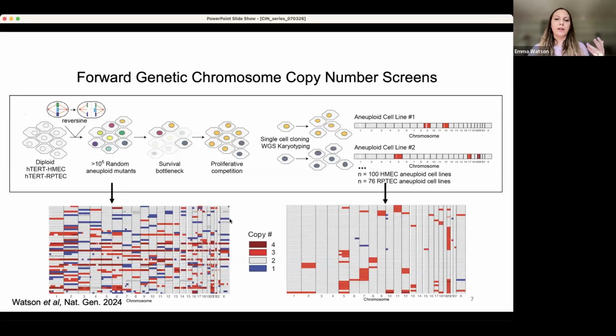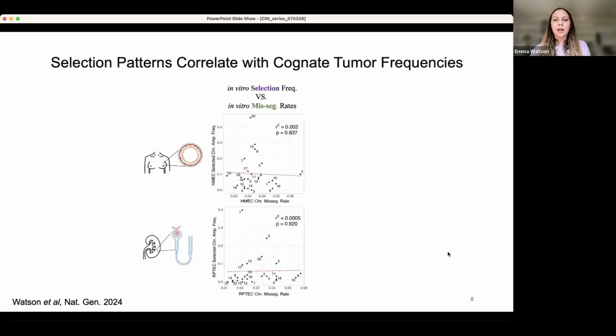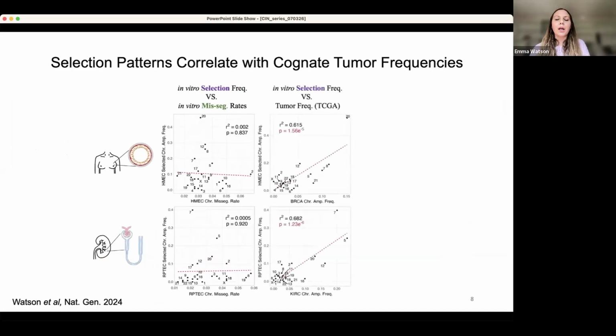We see a negative selection against a lot of the copy number loss. And then we see potentially some positive selection for certain chromosomal features. And when we compare the selection frequencies in vitro in our assays to missegregation rates, as we also measured in our assays, we see there's really no correlation here. Where we start to see correlation is when we compare our in vitro selection frequencies to the frequencies of chromosomal copy number events in actual human tumor populations.